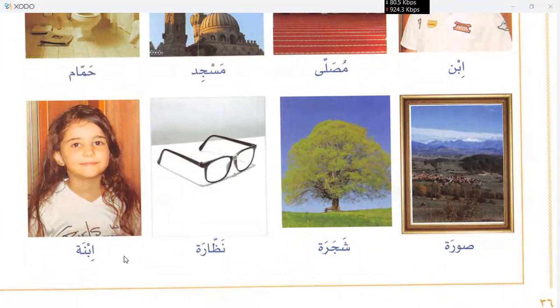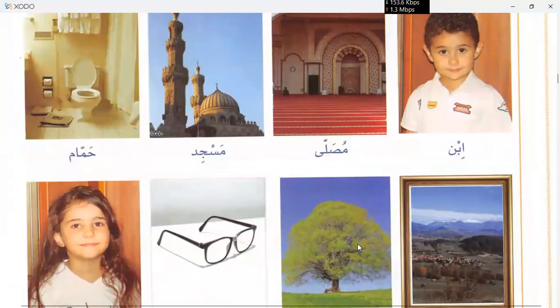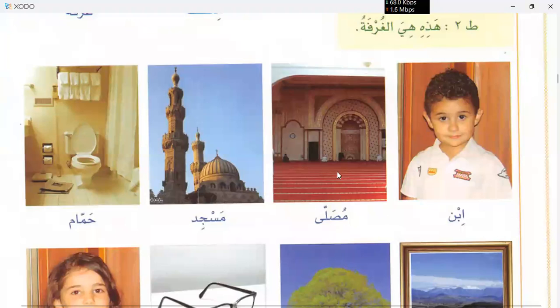Anybody, any question? Yes, sir. Sir, what was that second word? Musalla. Musalla means the place where Muslims pray, or a spot where Muslims pray their five salah.